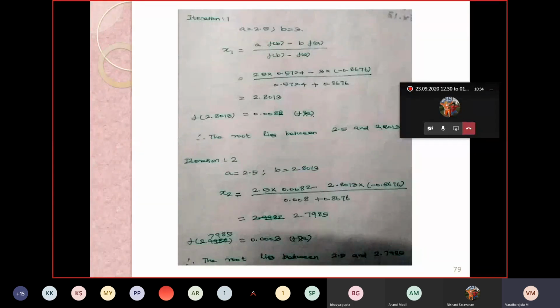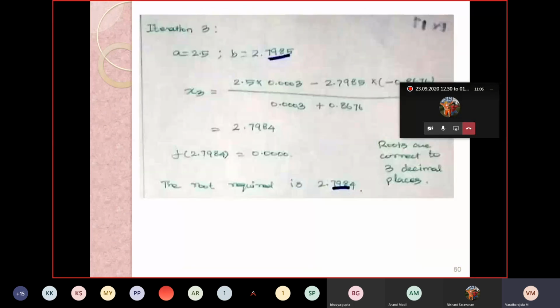Similarly, for iteration 2, we are also getting a positive value. Therefore, don't change your lower boundary. We need to worry about the upper boundary. Since we obtained positive results through the upper boundary earlier, here also we need to switch the upper boundary from 2.8 to 2.79. In the third iteration you will get f of 2.7984 as 0.0040.